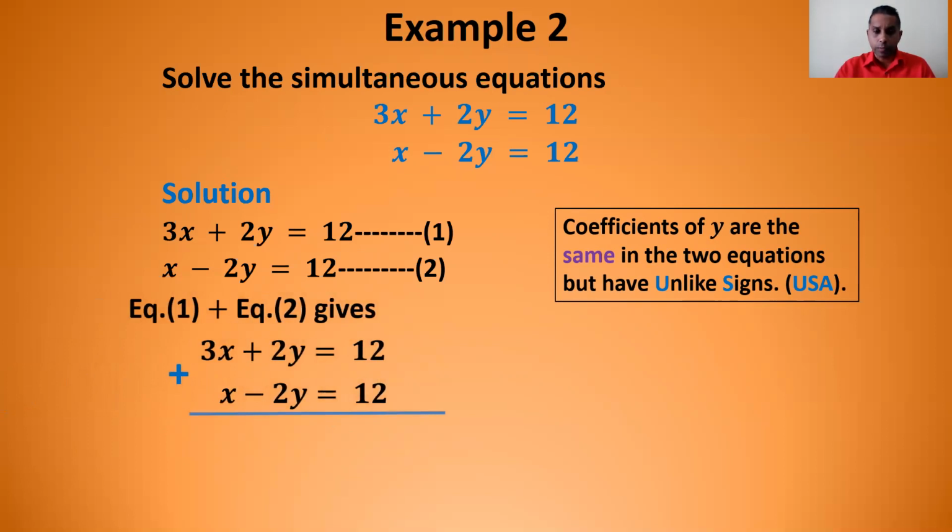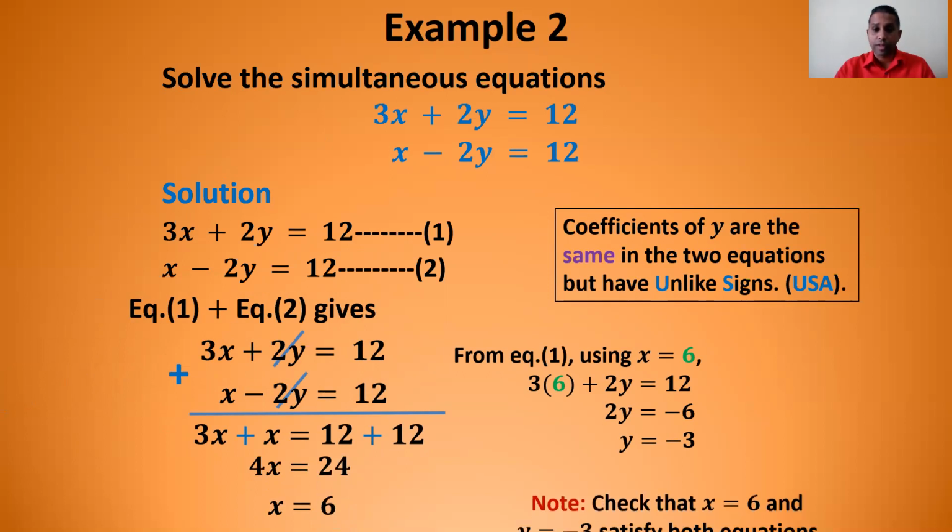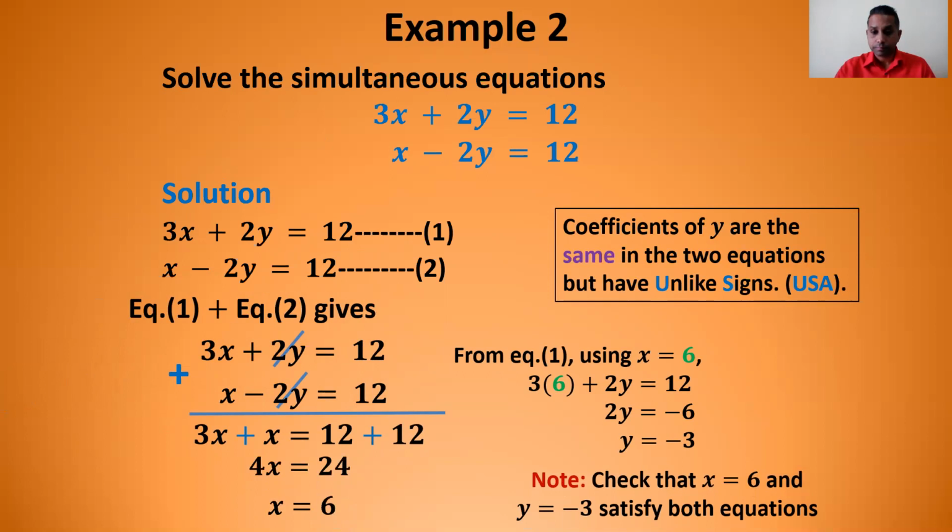When we add the two equations, the terms in y are eliminated. We are left with an equation in x. The solution to this equation is x is equal to 6. With this value of x, we find the value of y by replacing in equation 1, for example. We get y is equal to -3. We can again check whether the answers are correct by verifying whether they satisfy both equations.